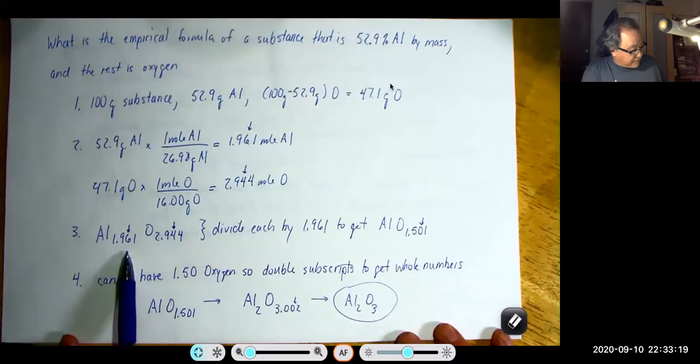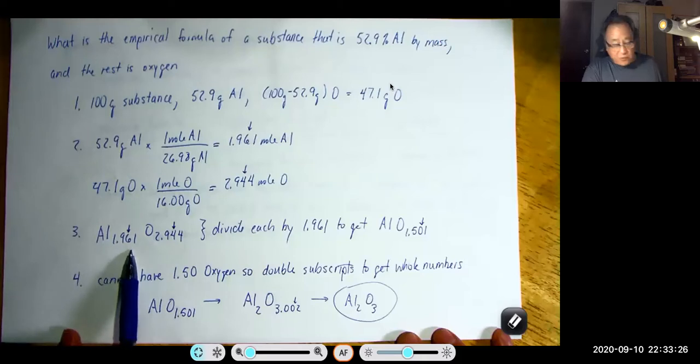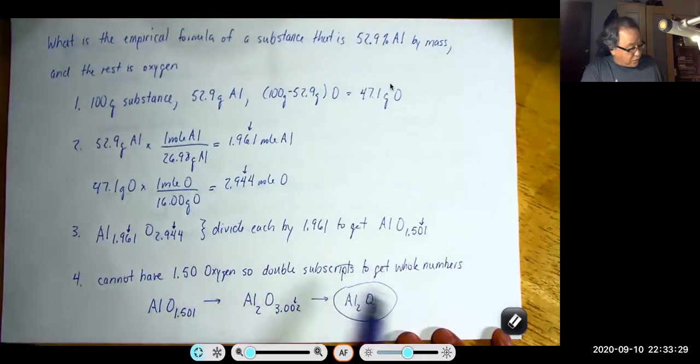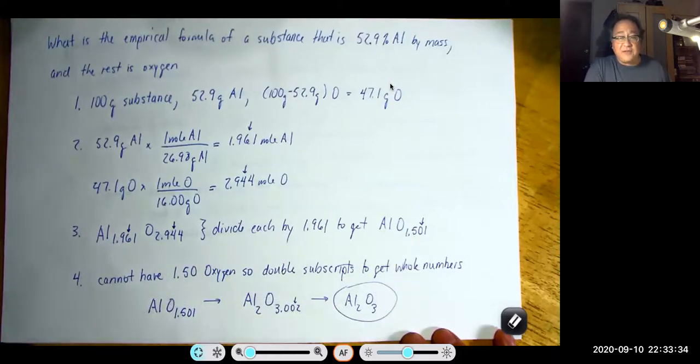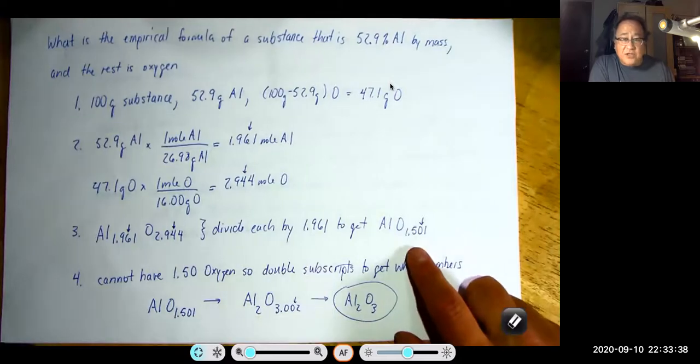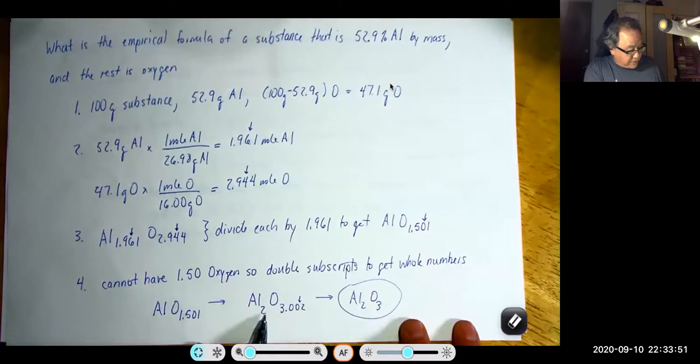What I'm going to do is divide each of these by 1.961. So what is 1.961 divided by 1.961? It's 1. What is 2.944 divided by 1.961? It's 1.50. Okay, so here I don't like having a fraction for my subscript for an element. You can't have 1.5 oxygens. So what do we do? You're going to multiply both of these by 2. So this is the adjustment. So we get aluminum 2, oxygen 3.00.